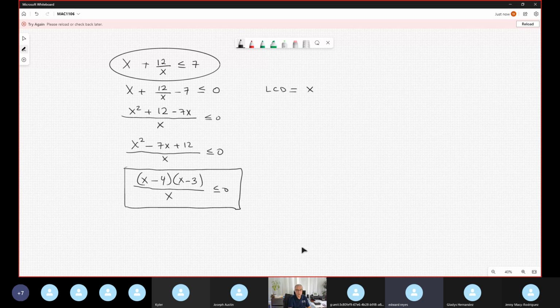Critical values of top and critical value of bottom. Cool. Critical value top and critical value bottom. What is the critical value top and what is the critical value bottom? What do you consider the critical value?